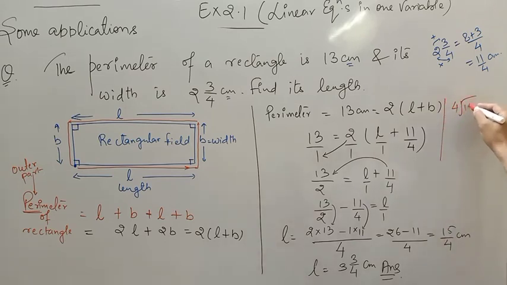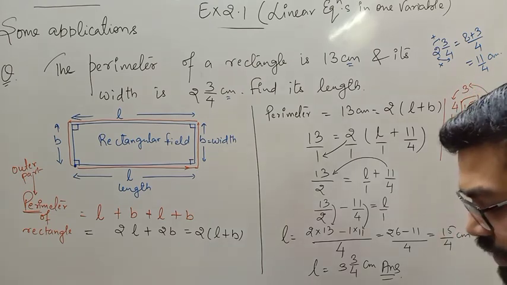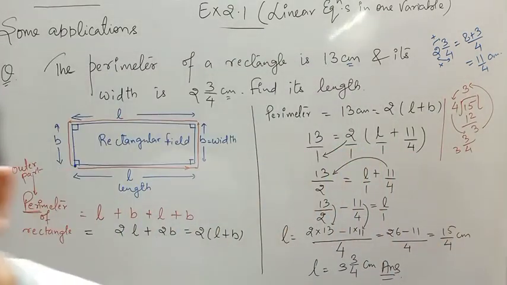So 15 by 4. When I divide 15 by 4, 4 3s are 12, the remainder is 3. So I can write 3 and 3 by 4, so 3 3 by 4 centimeters. Please note it down fast.